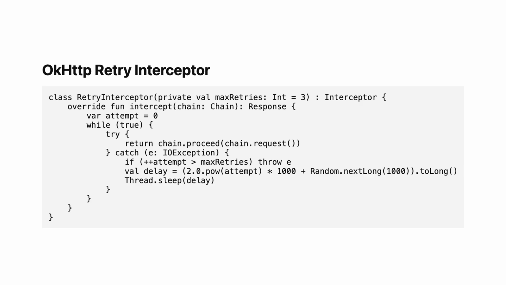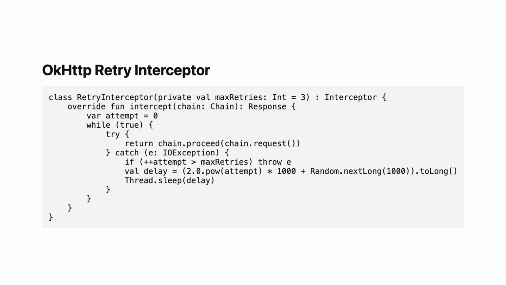Beyond OkHttp timeouts, you can also set timeouts at the coroutine level, using withTimeout or withTimeoutOrNull. This is useful when you want a timeout that covers more than just the network call. Maybe you want a timeout for the entire operation, including local processing. withTimeout throws a TimeoutCancellationException if the block does not complete in time. withTimeoutOrNull returns null instead of throwing, which is often more convenient.